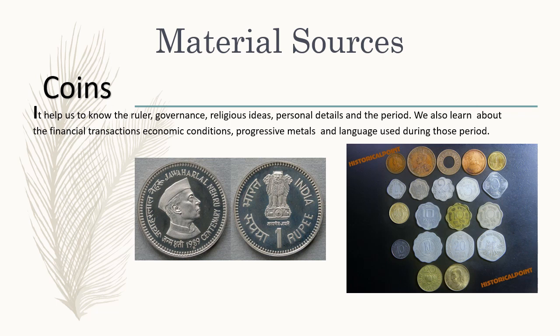And next we have in material source is coins. It helps us to know the ruler, governance, religious ideas, personal details and the period. We also learn about the financial transactions, economic condition, progressive metals and language use. That is connected to the previous clippings. I had shown you the coins and the copper plate. That is the same continuation of this.